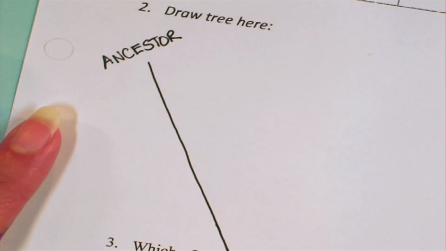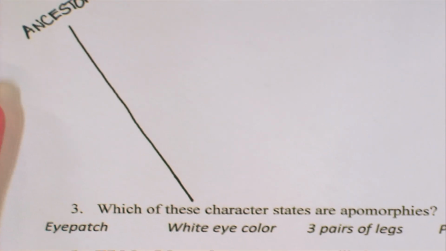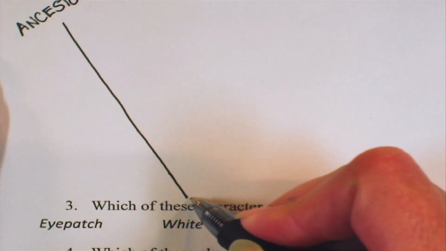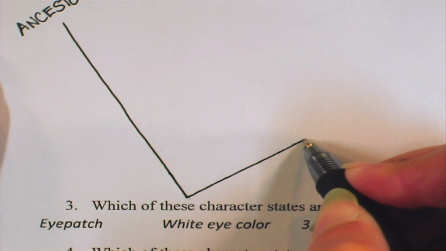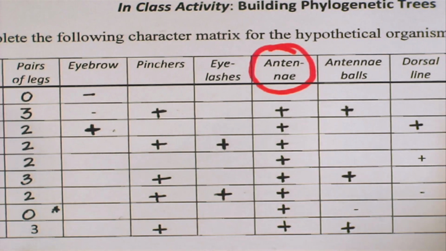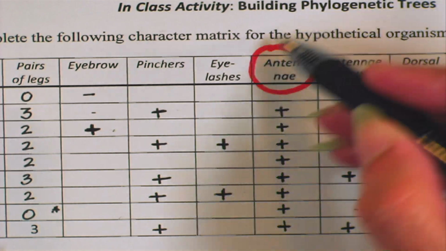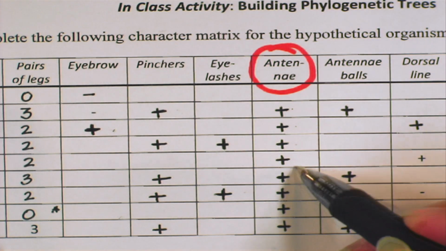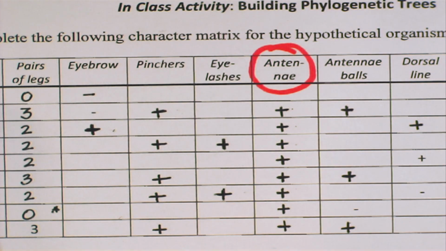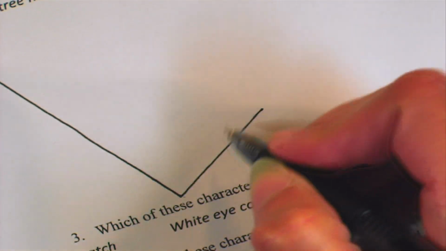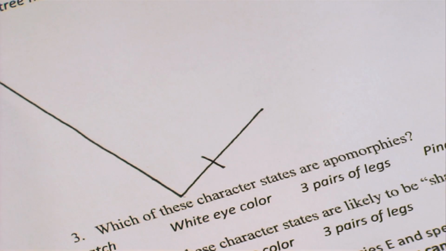Like so. Okay, and then what we're going to do is we're going to come down and we're going to go ahead and start drawing out our tree. Now, as I mentioned up above, the antenna is going to be the first thing that every organism has except for the ancestor. So what we're going to do is mark that as a new character state. So I'm going to put a little line there.